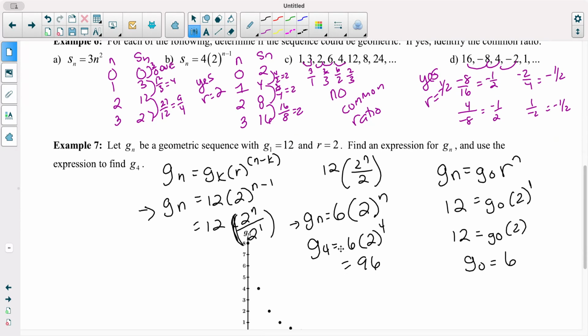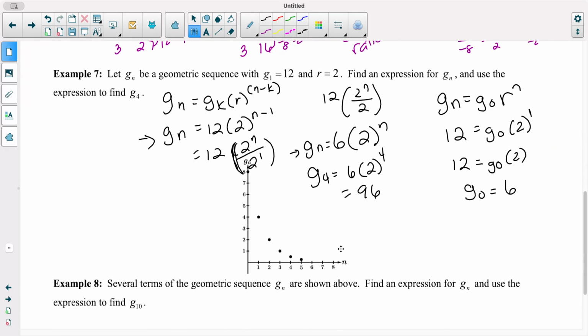All right, so let's try one with a graph. Again, fairly easy because they've already given you your 0 term, or your initial value. And we need to divide to figure out what our common ratio is. So it's 4 divided by 8, which is a half. That's your R. So again, plug and chug.